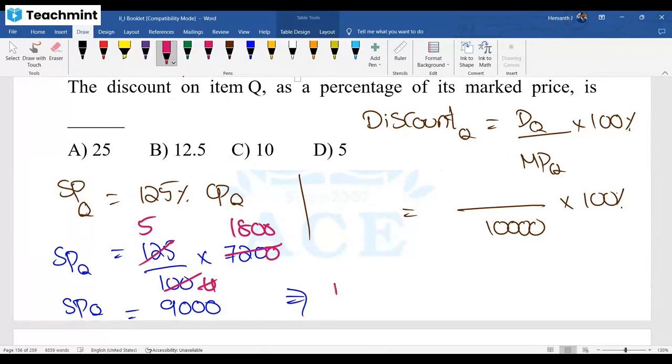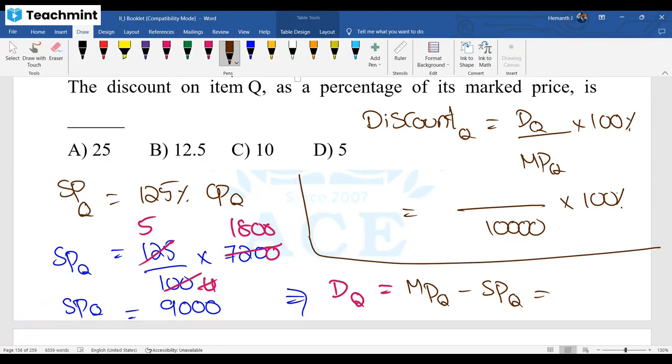How to calculate discount of Q? They given in the question also. Discount is marked price minus selling price. Marked price how much? 10,000. Selling price 9,000. So discount is 1,000. You got 10%. Option C. Discount of Q in terms of percentage is 10%. In terms of rupees is 1,000 rupees. Check once.